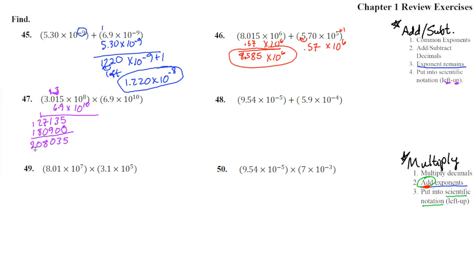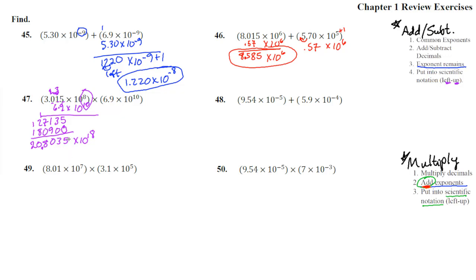Now, where does the decimal go? Don't jump to the scientific notation. We have 1, 2, 3, 4 digits behind the decimal place. So it is 20.8035 times 10 to the, add those guys together, 18. Okay, that is the correct number right now.